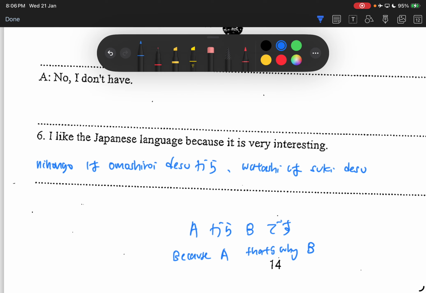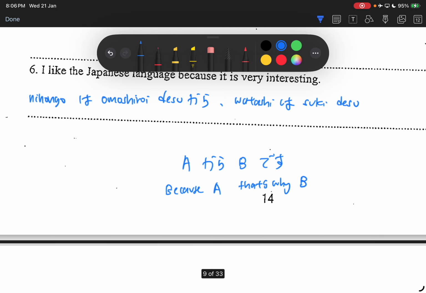Okay? So what I'm saying is the sentence structure for this is that we have to say the reason first, right? Because of A, that's why B happened. So in this case, A is our cause, B is our effect. So because A happened, that's why B happened. So in this case, because Japanese is interesting, that's why you like the language.